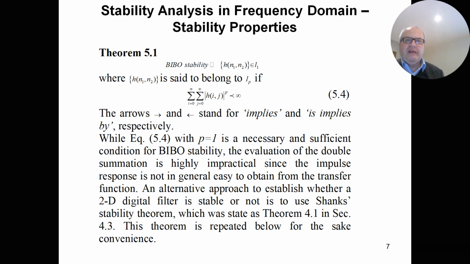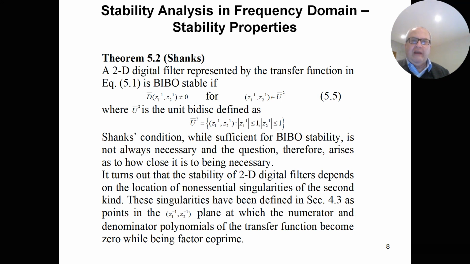That means that if your two-dimensional system is stable, then this condition is true for every integer p, but only if p is equal to 1, this condition is necessary and sufficient. And this theorem can be proved. But this theorem practically is not very useful, because we must have something more practical. So another more practical theorem is the theorem of Shanks. What does the theorem of Shanks say?